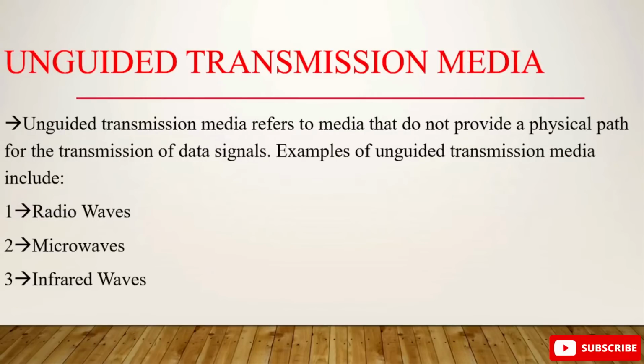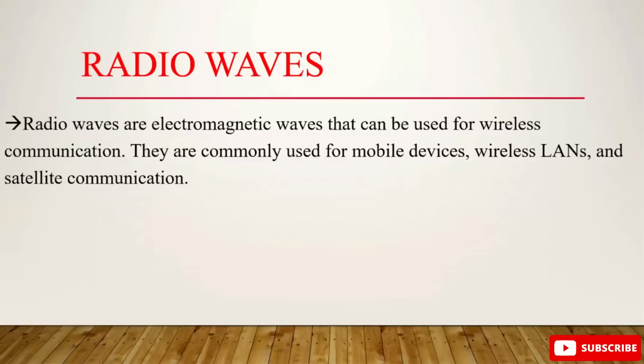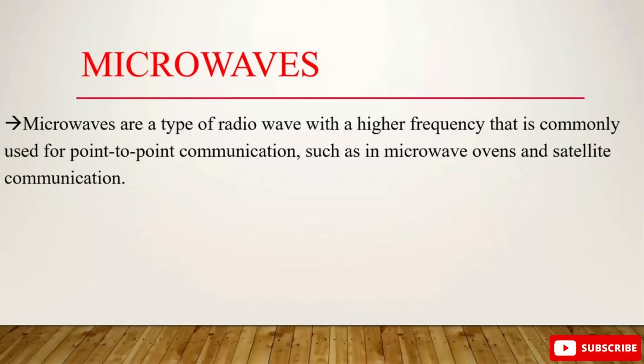Next, we have unguided transmission media. Unguided transmission media refers to media that do not provide a physical path for the transmission of data signals. Examples of unguided transmission media include radio waves, microwaves, and infrared waves. So what are radio waves? Radio waves are electromagnetic waves that can be used for wireless communication. They are commonly used for mobile devices, wireless LANs, and satellite communication.